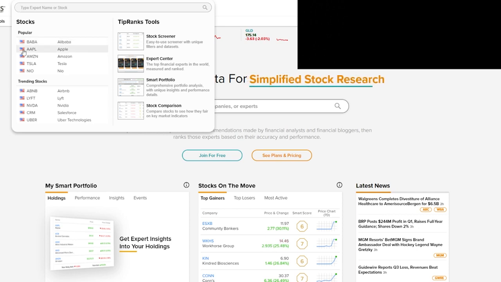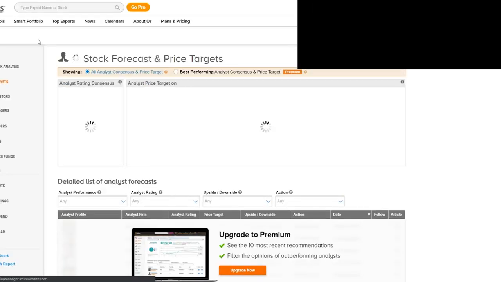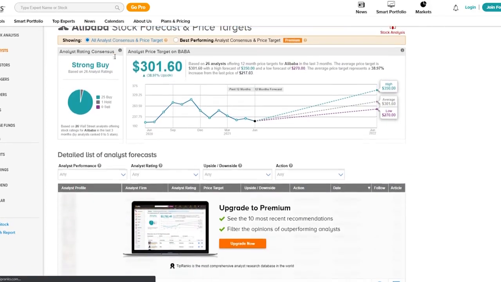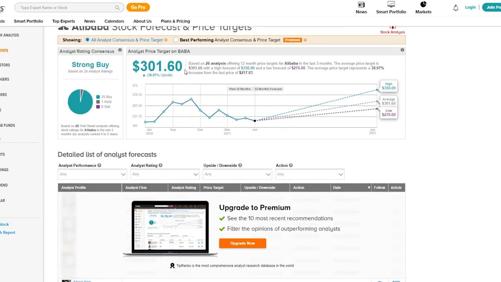So if we go to a popular ticker right now, which is Alibaba, this stock is very undervalued right now. If you go to Alibaba, you can see that it brings up the stock forecast and price targets based on analysts. Based on 26 analysts offering a 12-month price target for Alibaba in the last 3 months, the average price target is $301.60. You can see the average right here is $301.60, with a high price target of $350 and a low of $270. We're currently trading at $217. So yes, it's very undervalued.